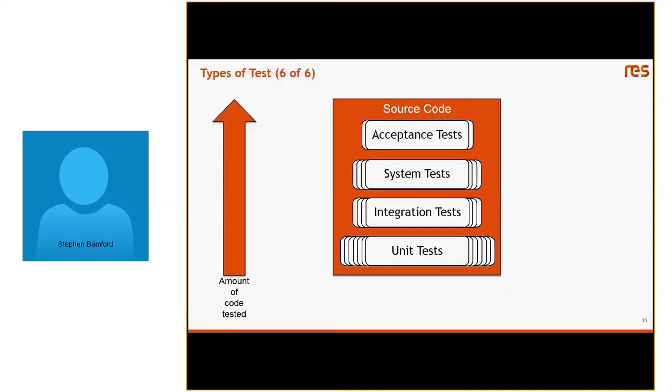A side effect of this is that the ease of writing those tests is the inverse of this. It's very easy to write unit tests because you're just looking at one function. But as you start to move up to integration tests, they're a bit more difficult to write, and acceptance and system tests can be really difficult to write to produce correct outputs, and also to be understandable and maintainable.